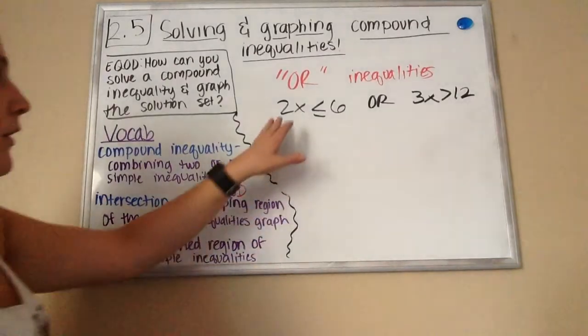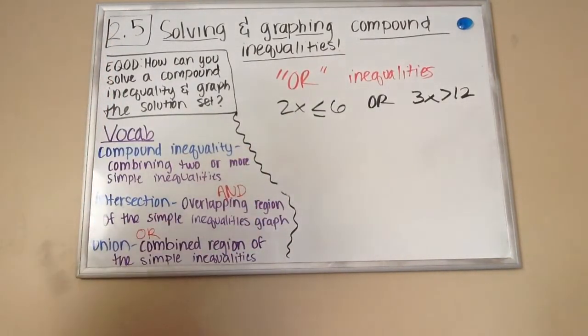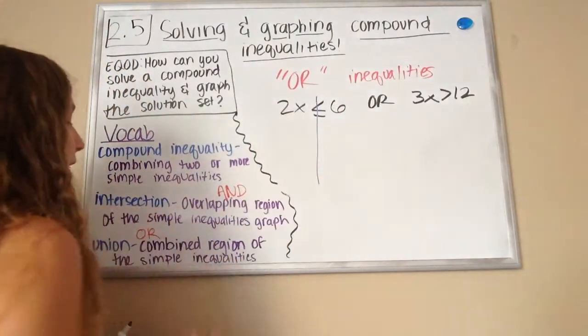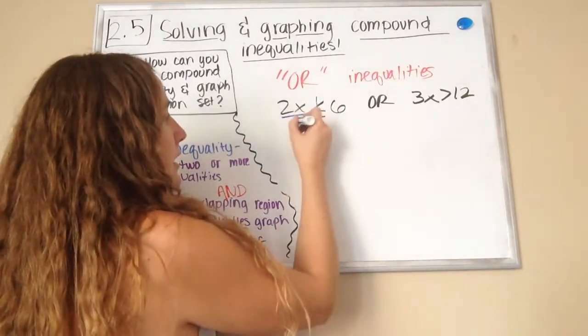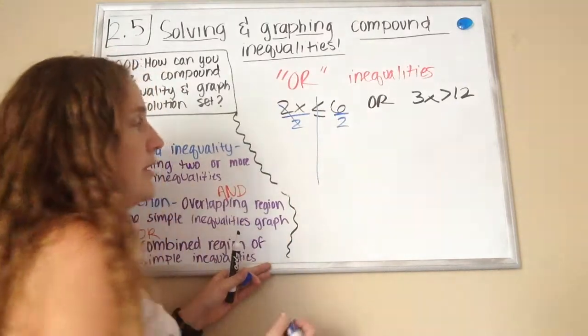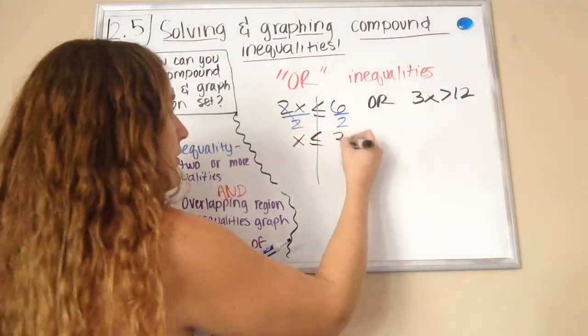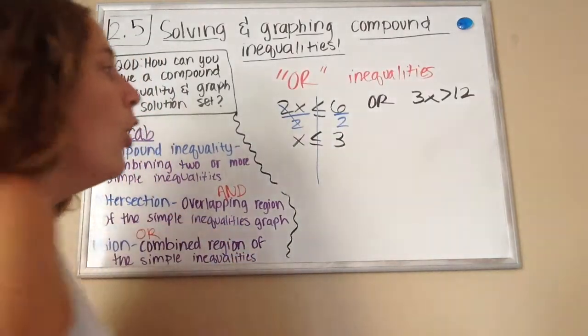Cool. Okay, so we've got to solve these. We've got two simple inequalities, shouldn't be too hard. We've got 2 times x. To undo that, we have to divide, just like we would with an equal sign, and we get x is less than or equal to 6 divided by 2, which is 3.